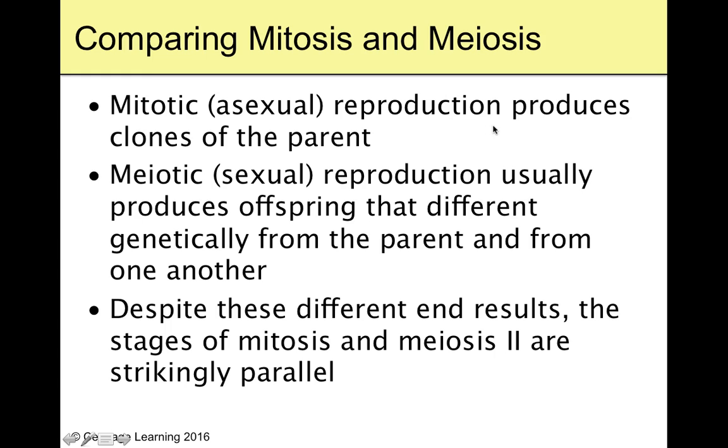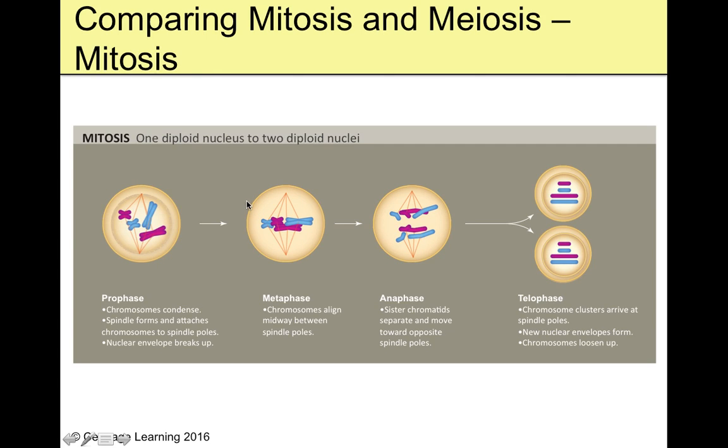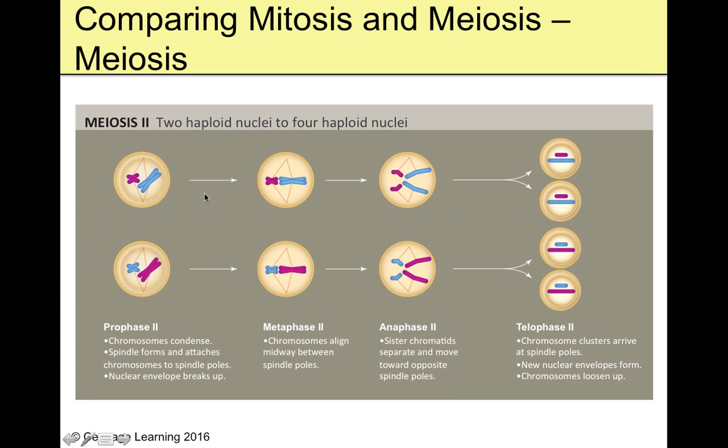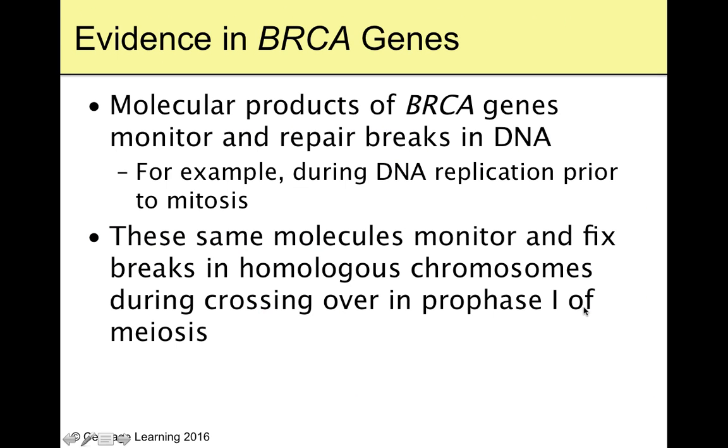Mitotic divisions produce clones. Meiotic divisions produce offspring that are different. And so despite the different end results, their stages are very, very similar. And so here you have mitosis, prophase, metaphase, anaphase, telophase. We made clones. Here you have meiosis too. Prophase, metaphase, anaphase, telophase. Haploid gametes. So they are pretty similar.